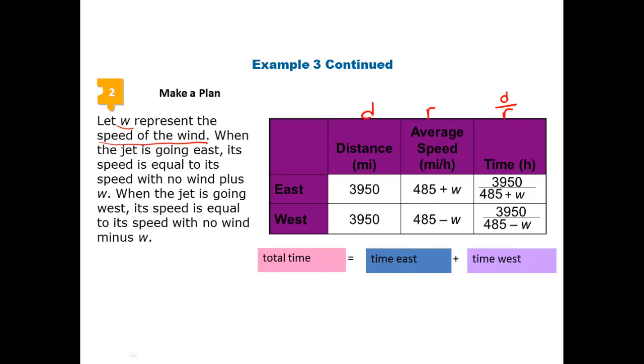Okay, so we want to set up the formula. The total time is equal to the time it took to go east plus the time it took to go west. From our important information, we knew that the total time was 6.5, so this is the equation that we need to solve.